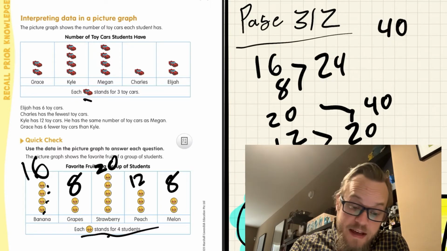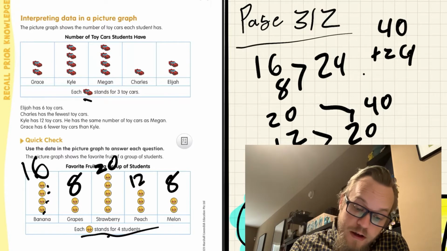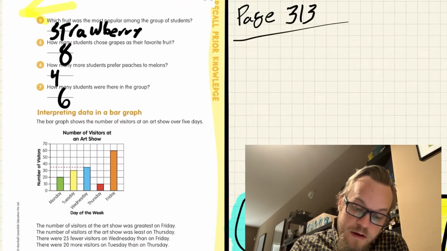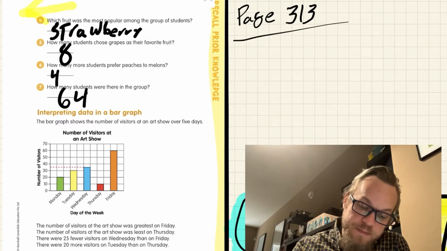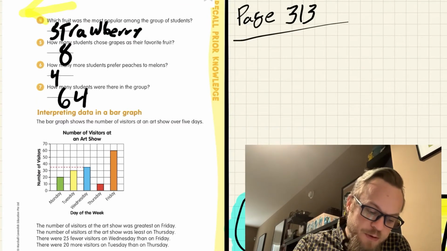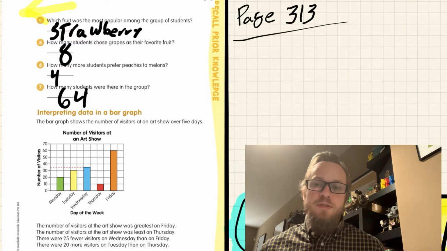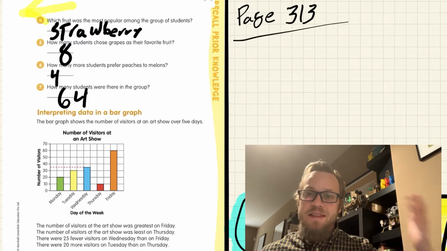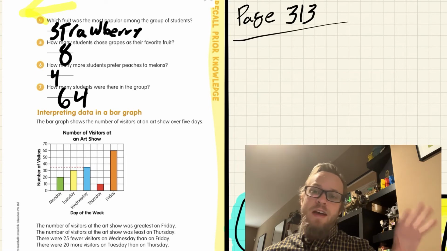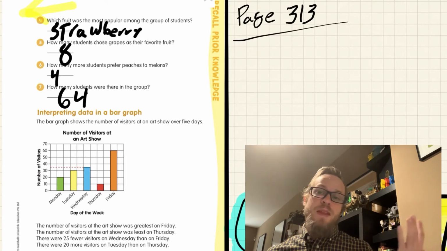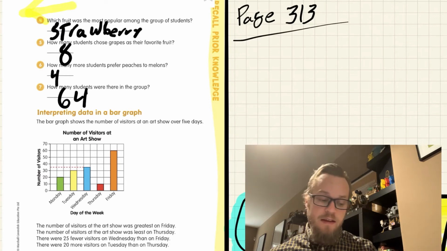16 plus 8, it's 24. So 40 plus 24, 64. Okay, so 64 total participants. All this information that I needed to do my math was presented there in the picture graph. I just needed to understand how to read my question and what I was looking for, okay?